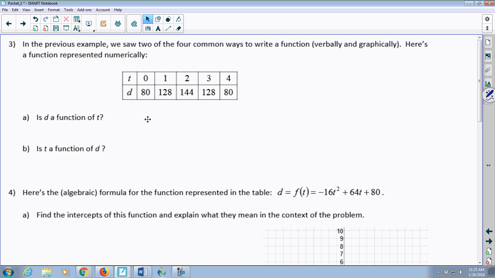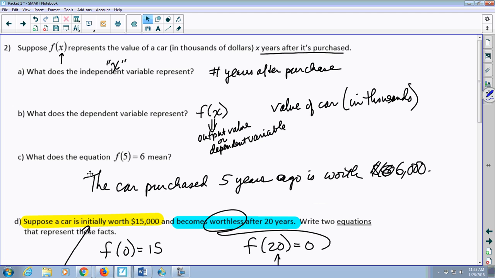Anyway, that's looking at a function described verbally. The next thing you see is sometimes we can describe a function with a table. A lot of the textbooks now use these horizontal tables.